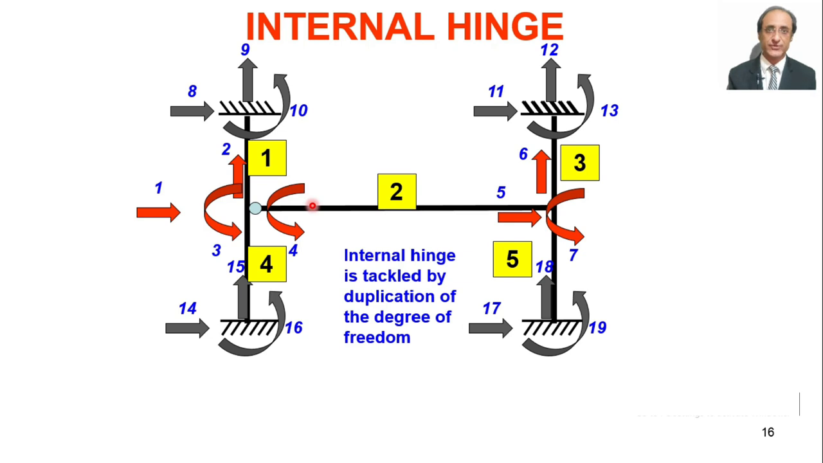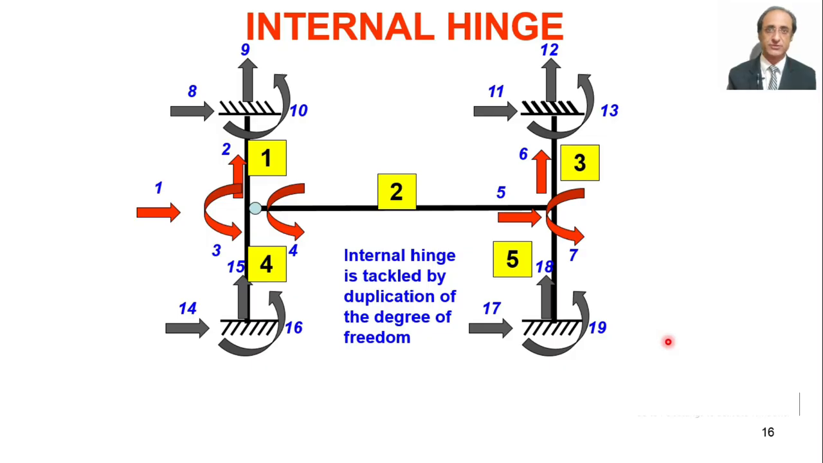Rest all numbering will be as usual. So we number all the unrestrained degrees of freedom followed by all the restrained degrees of freedom. What we find here is that as compared to the scenario with no hinge, here we have one additional degree of freedom. So here, because of the presence of the internal hinge, the total structure stiffness matrix size will increase.